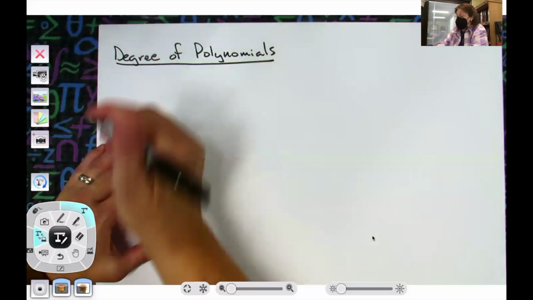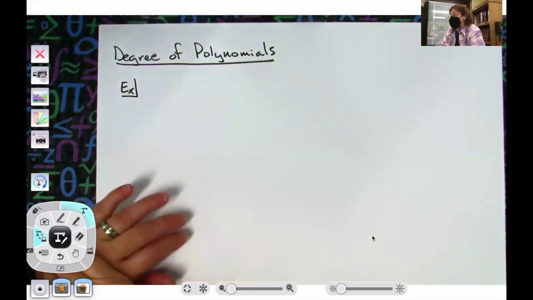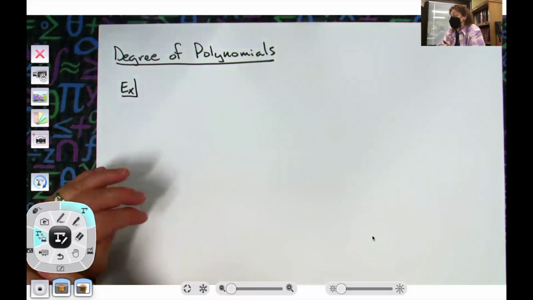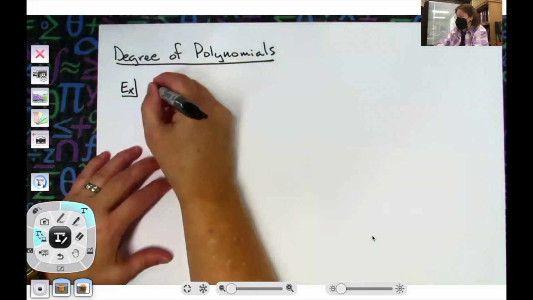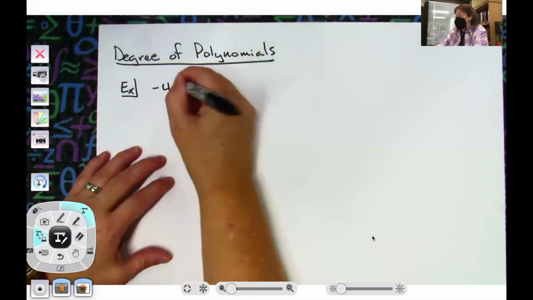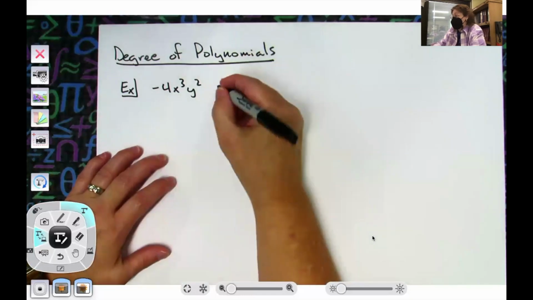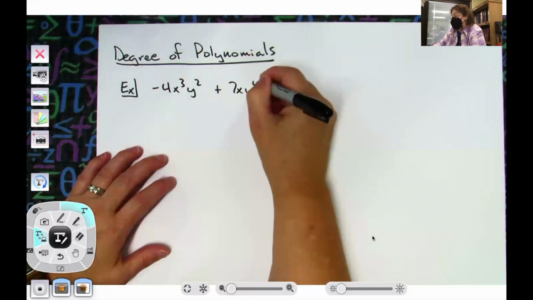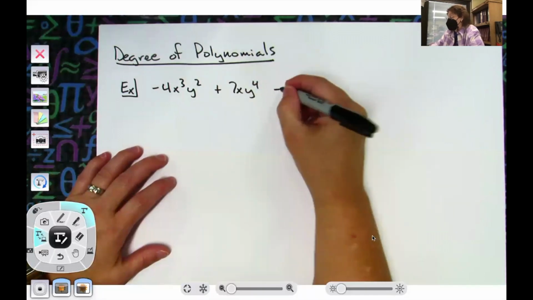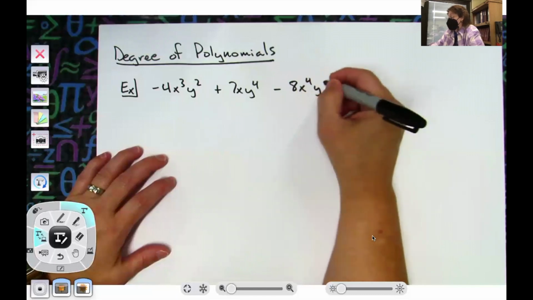All right, let's suppose I had a polynomial in more than one variable. So I had something that looked like negative 4x to the third y squared. Here, let's actually do a little bit more than in my online notes. Let's do plus 7xy to the fourth, and still 5, minus 8x to the 4th, y to the 5th.